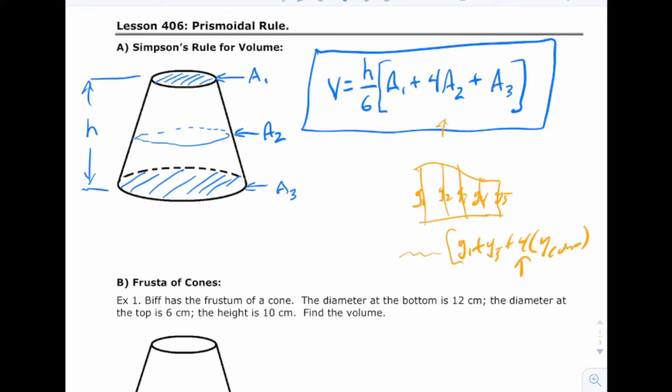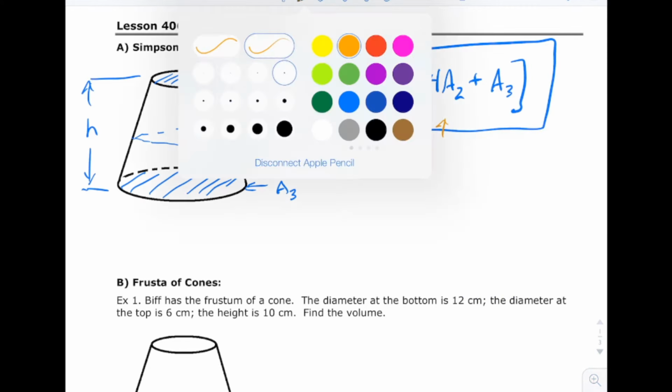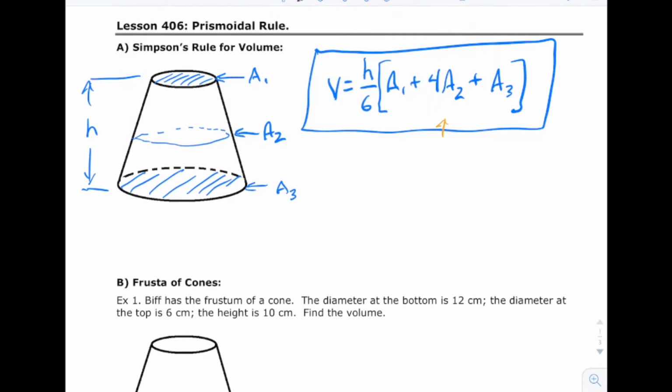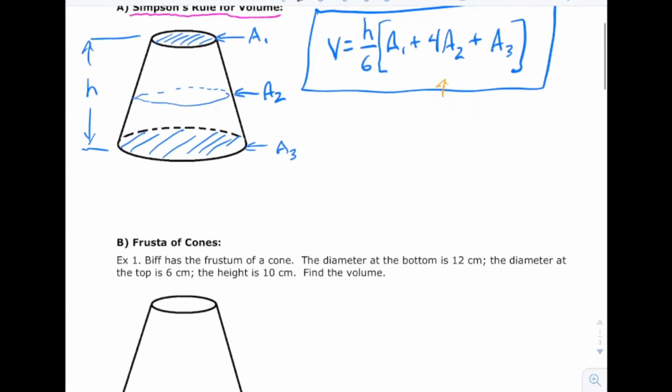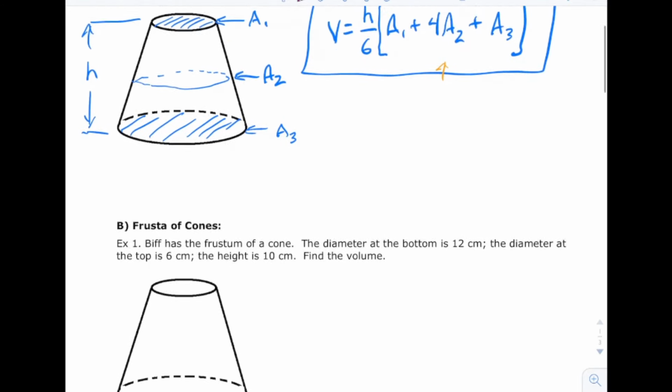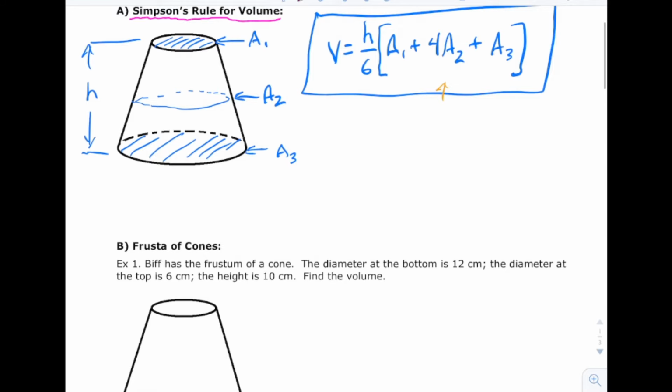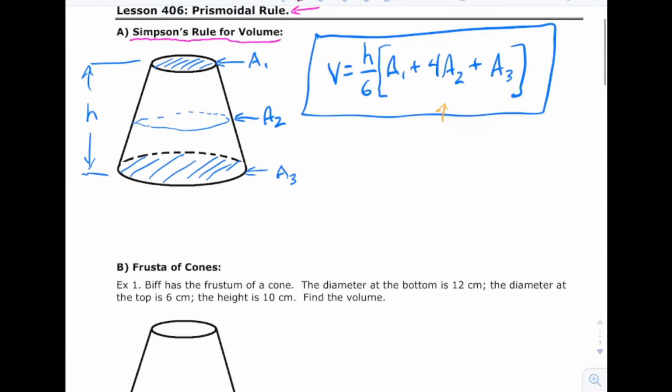So if you see the 4 up here in this formula, you can say, I wonder if this has anything to do with Simpson's rule, and it turns out it has everything to do with Simpson's rule. It is, in fact, precisely Simpson's rule for volumes. It's another name for Prismoidal rule. It's the same thing. So let's see this in action. So here's a nice little frusta of a cone right there. And I'm having a hard time scrolling that equation up because I like it so much. I don't want to make it go away, but okay.